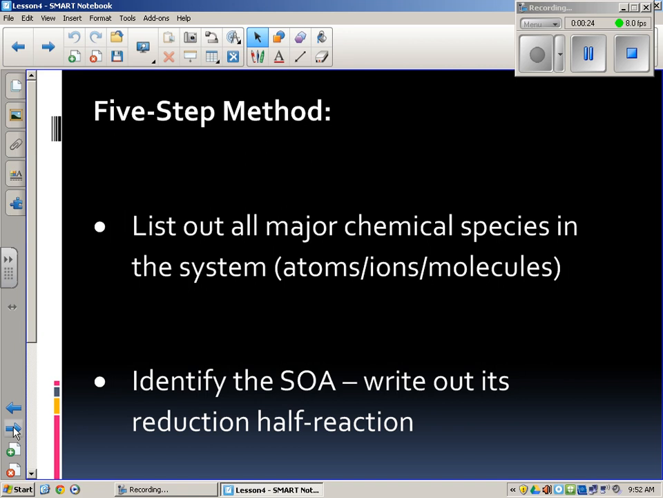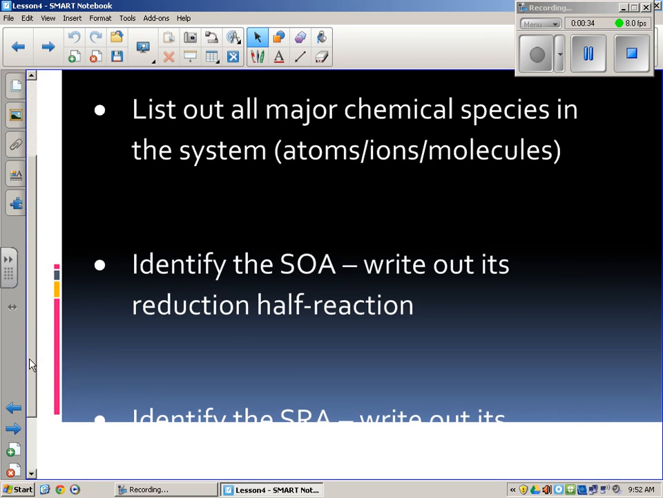We're going to look at something called the 5-step method. And we'll use this a couple times throughout the year here. And this one, like I said, is probably something we will use a few times, and they're kind of roughly all the same. The first step you're going to do today is list out all the major species, which is basically just a fancy word for atoms, ions, or molecules. You're going to list out all the things that are possible in this chemical reaction, okay? Listing out all the possible atoms, ions, molecules in this chemical reaction.